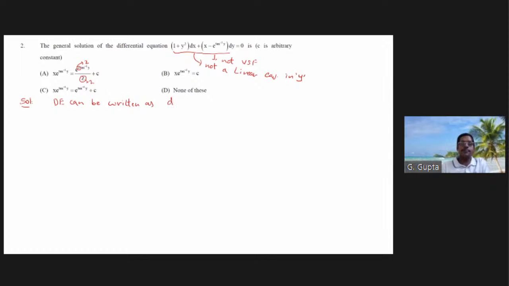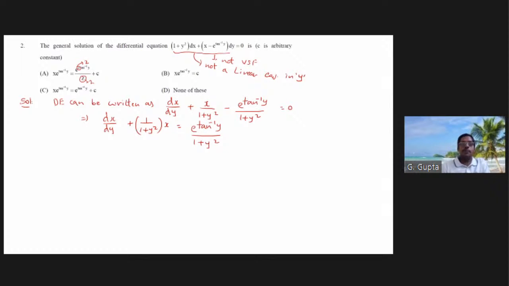dx by dy plus x divided by 1 plus y square minus e to the power tan inverse y divided by 1 plus y square is equal to 0. So shift this third term to the right side. You will be getting, this can be expressed as dx by dy plus 1 by 1 plus y square, I want to put in the bracket, into x is equal to, right side, e power tan inverse y divided by 1 plus y square.